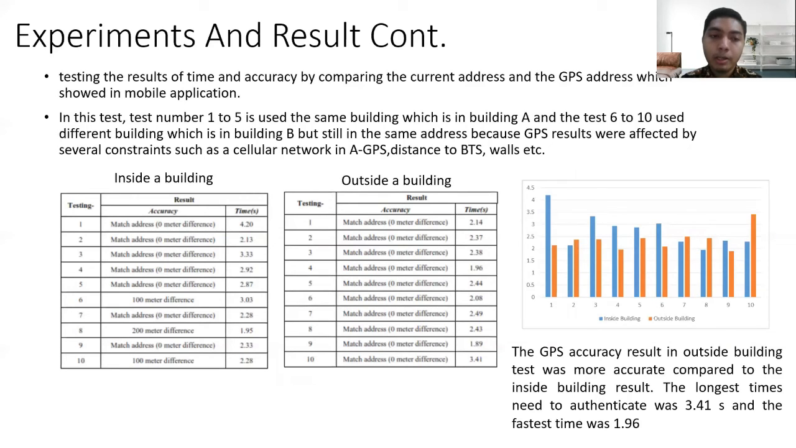So for the first test case inside the building, in tests 6 to 10, there are several differences with the inaccuracy within building A. This could be caused by a slower connection. The second test case is outside the building. The accuracy is 100% and the best time result is 1.89 seconds. The GPS accuracy result in the outside building test was more accurate compared to the inside building result. The longest time needed to authenticate was 3.41 seconds and the fastest time was 1.96 seconds.